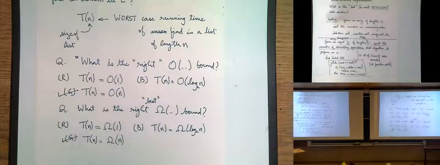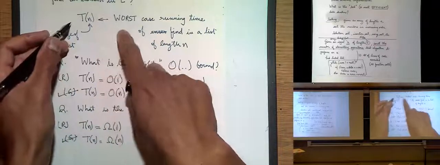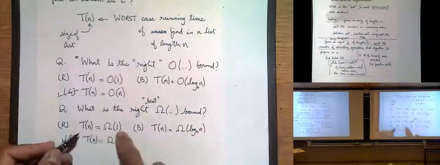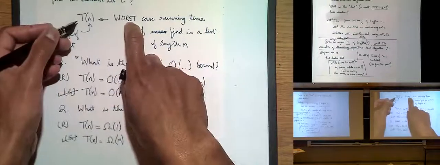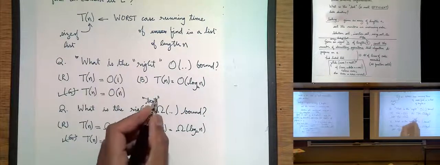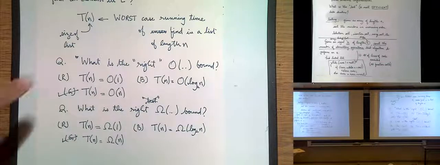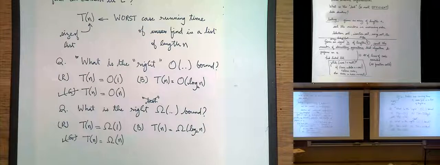It is omega n. It's not omega 1, even though, now here you have to be careful, the best case for find is constant. But T of n is the worst case runtime. We're looking at a lower bound on the worst case. Omega does not mean best case. There's a confusion that omega is the best case runtime and O is the worst case runtime, and that's not true. We are always looking at the worst case, but we're trying to benchmark the worst case.